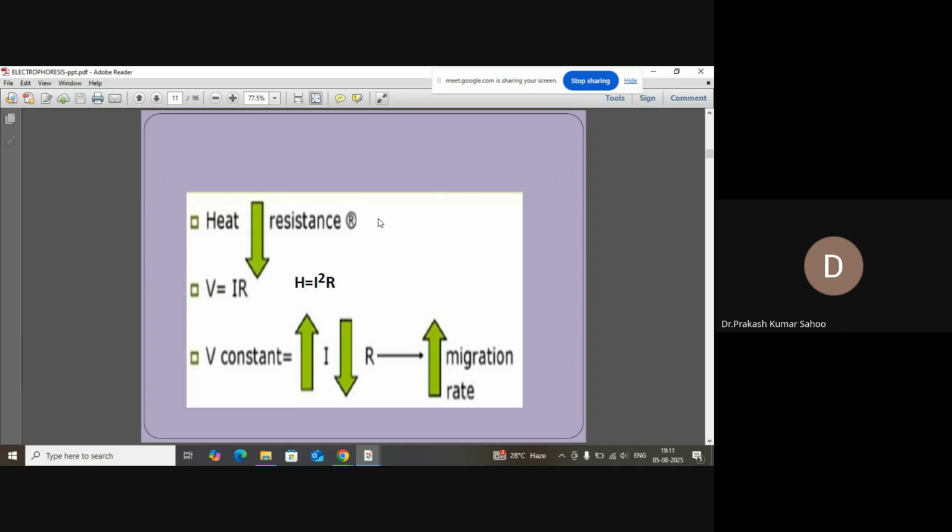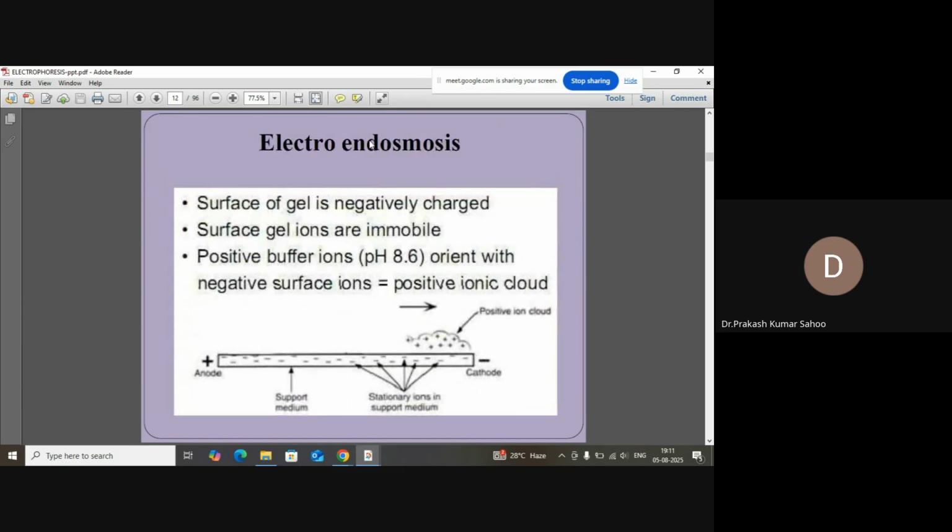Then this is how Ohm's law is carried out for heat and resistance. As you know, V equal to IR and heat H equal to I squared R. So voltage is directly proportional to current and inversely proportional to resistance, and the migration rate will be directly proportional to the voltage.